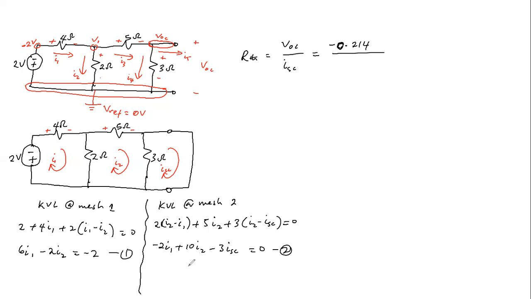Then at the mesh of the short circuit side, we have 3 times ISC minus I2 is equal to zero. So this is going to give us minus 3 I2 plus 3 ISC is equal to zero. This is our third equation.